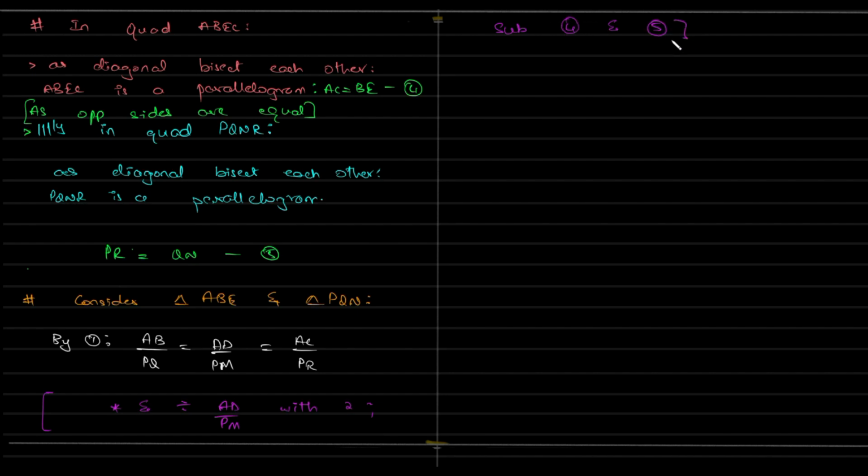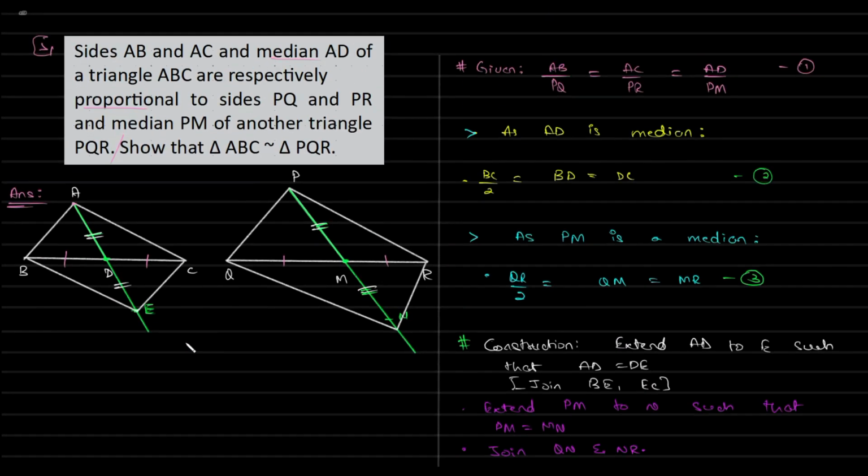Equation 4 and equation 5. So what do you get? See, what I'm trying to do here is, I actually didn't tell you the agenda, sorry. I went with the flow because this particular question has a flow. We have to prove that ABC is similar to PQR.